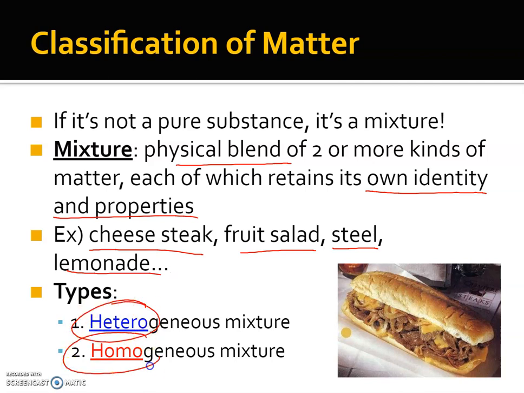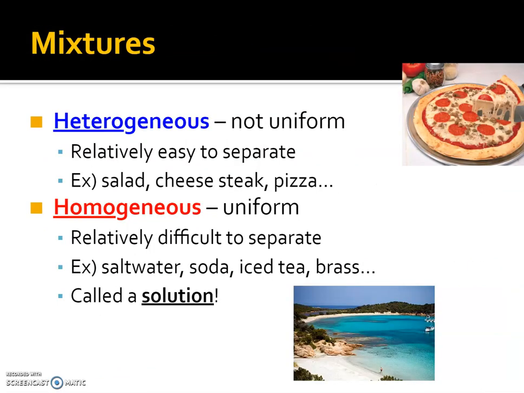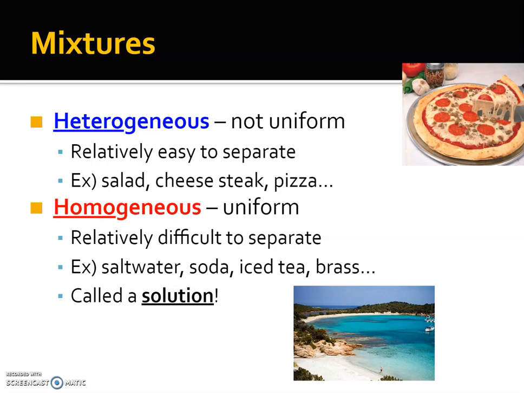Okay, so as we have already alluded, hetero means that there are going to be different parts that are going to be visible and seen through our mixtures, and homogeneous means it's going to be all throughout and consistent. All right, so heterogeneous is not uniform. That means it's going to be relatively easy to separate. If your friends get a pizza, you don't like pepperoni, you can take the pepperoni off. All right, you don't like cheese. There's some people that don't like cheese or are lactose intolerant, they take the cheese off. All right.